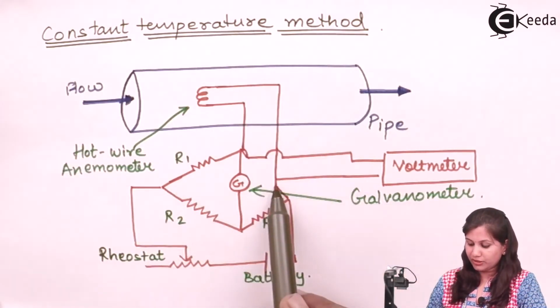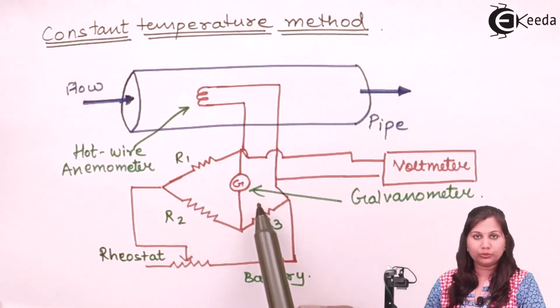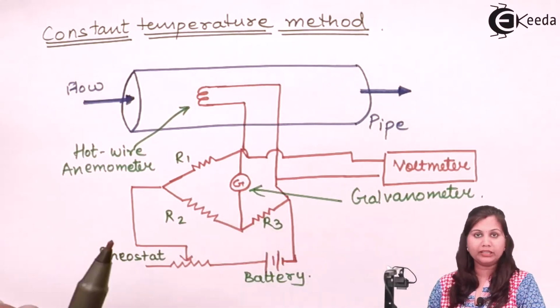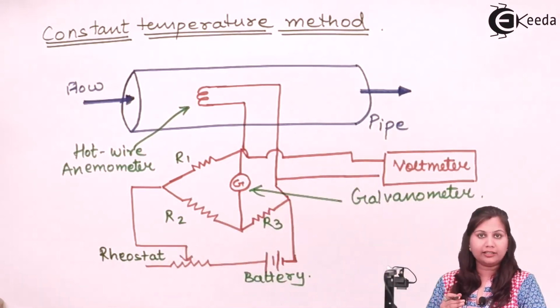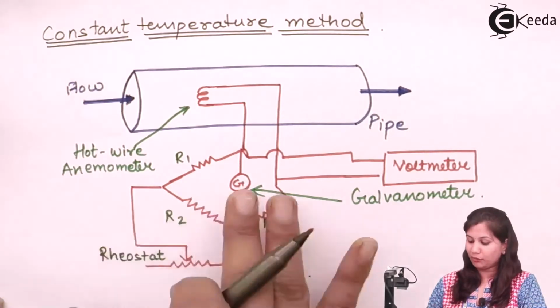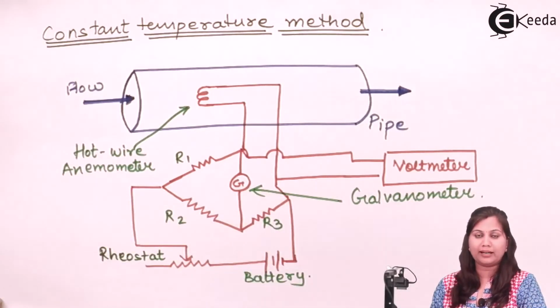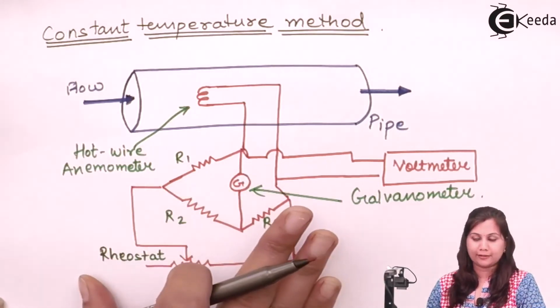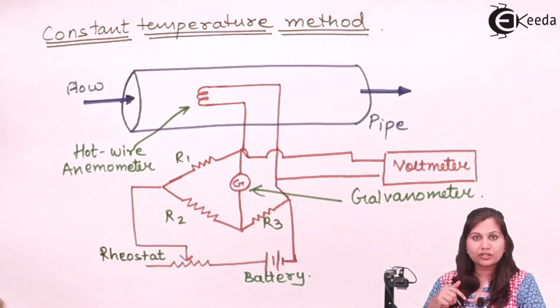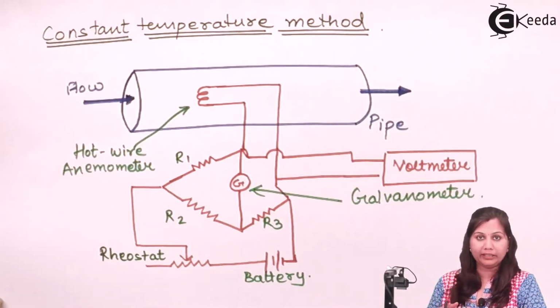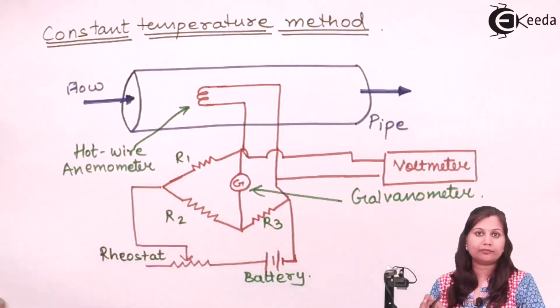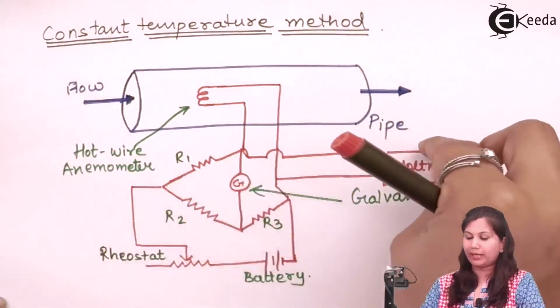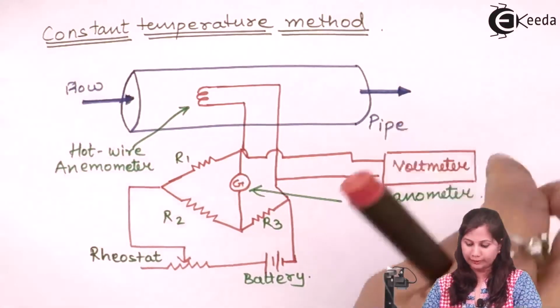Due to the change in resistance here, how we can handle that? We are going to bring the galvanometer again to the null condition. We want this galvanometer to be at the balancing position so that this bridge is balanced. Okay, now the additional amount of voltage or current which we have to provide here to bring this bridge to the balance condition is measured by the voltmeter.